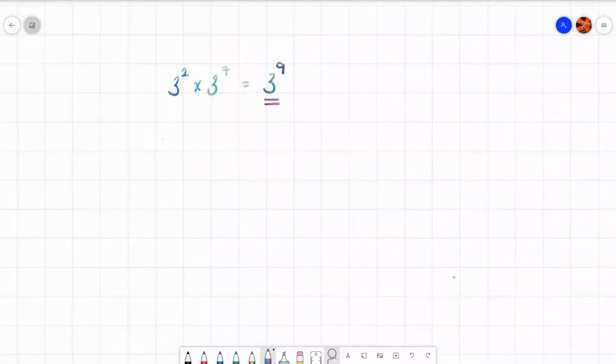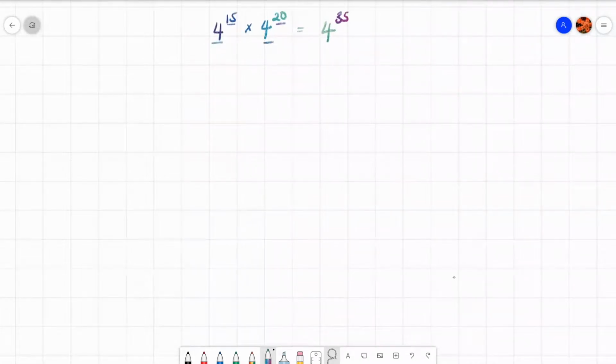Okay, you could also have 4 to the power of 15 times 4 to the power of 20. So you keep that the same. The base is the same, you just add the powers. 15 add 20 is 35, so it's 4 to the power of 35.